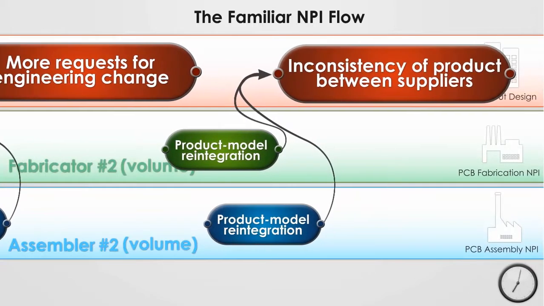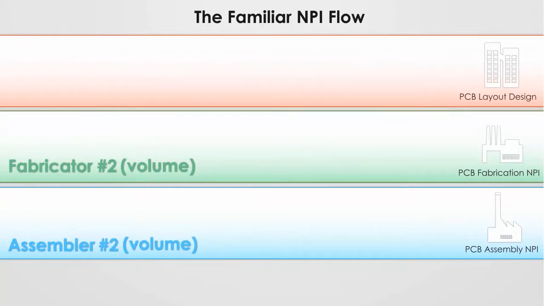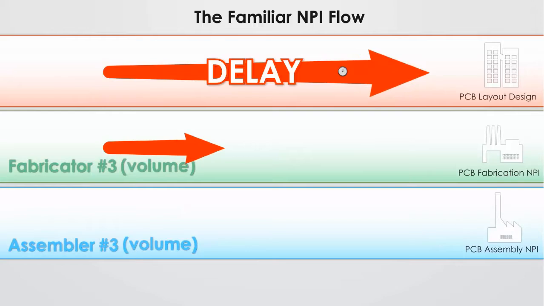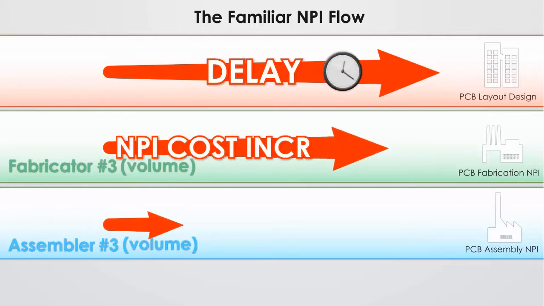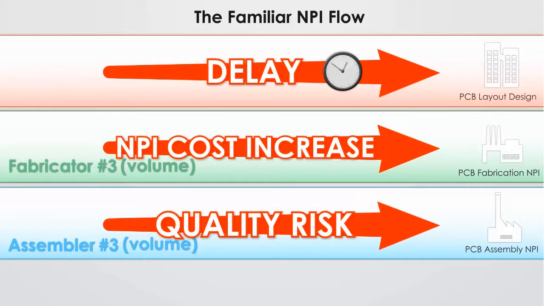The result of running such an NPI process across multiple manufacturing suppliers can be unwelcome delays and cost increases, coming from the multiple clarification and engineering change cycles, made worse by the inherent quality risk associated with the extensive and inevitably variable product model reintegration work taking place across your manufacturing supply chain.